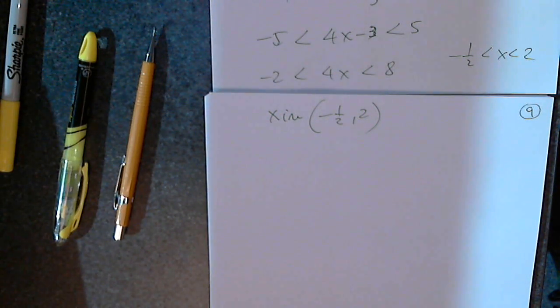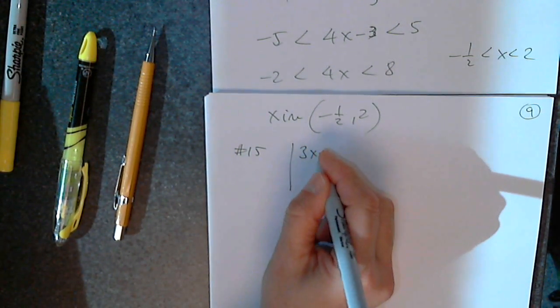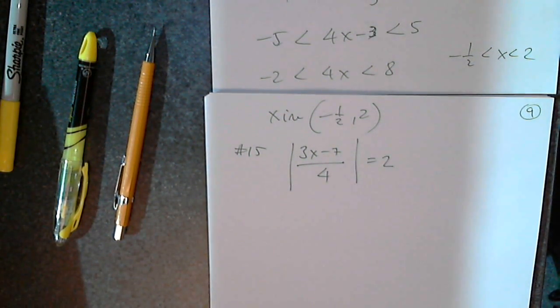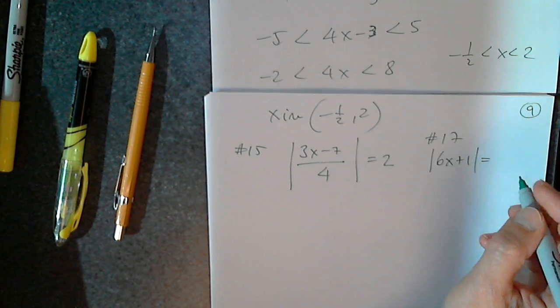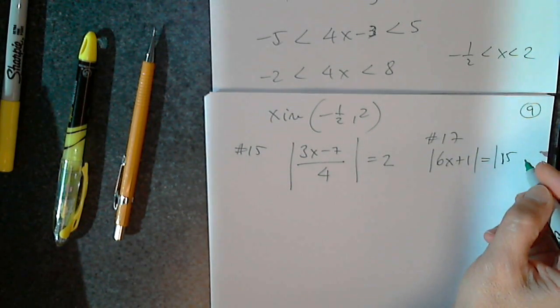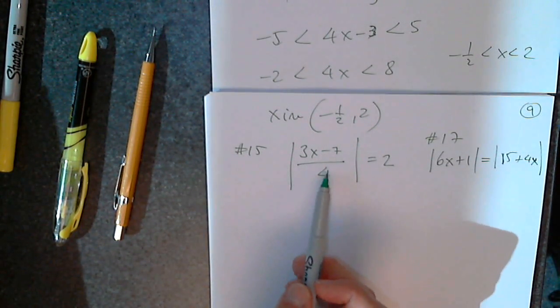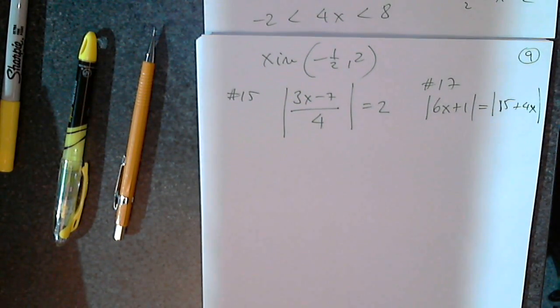Okay, I also want to look at 15 and 17. Any questions, please? And here's 17. You don't have to write both of them. I just want to move on from this page. 15. So 3x minus 7, everything over 4 in absolute value equals 2. Sorry about that. So the absolute value of 3x minus 7, everything over 4 equals 2.